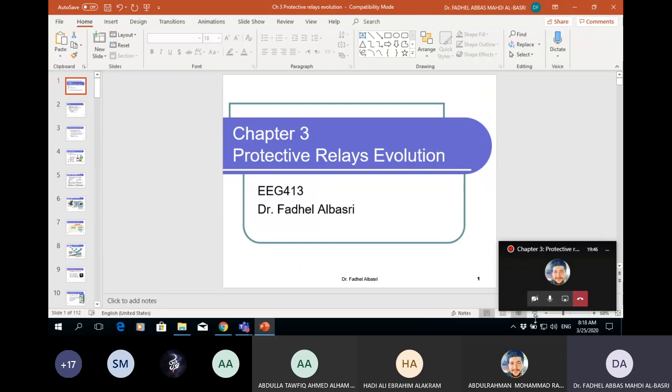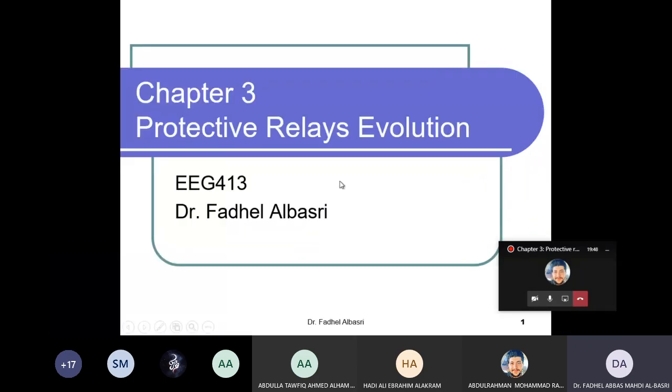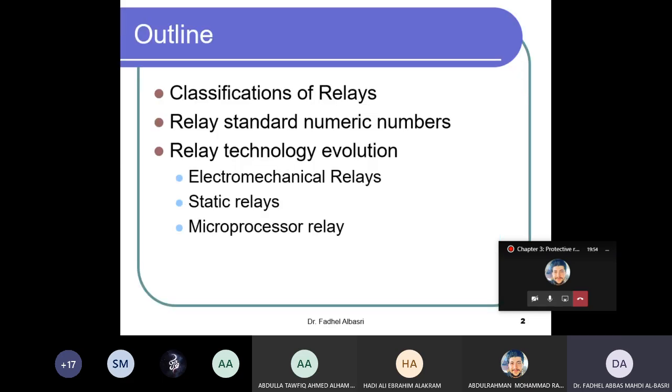Assalamu alaikum again. I've already started this chapter as an introduction in the previous lecture. I already covered the classifications of relays, okay? And today, inshallah, I will go over the advantages and disadvantages of these relays.